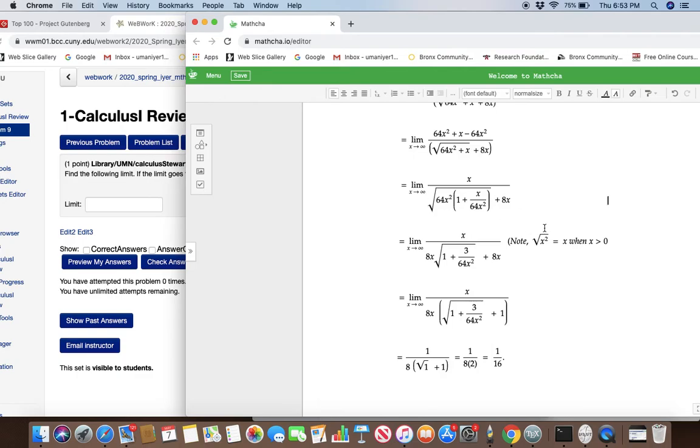So square root of x squared is x when x is positive. So square root of this x squared is simply x. Square root of 64 is 8. And this x cancels one of the x's. I should have 1 over x.